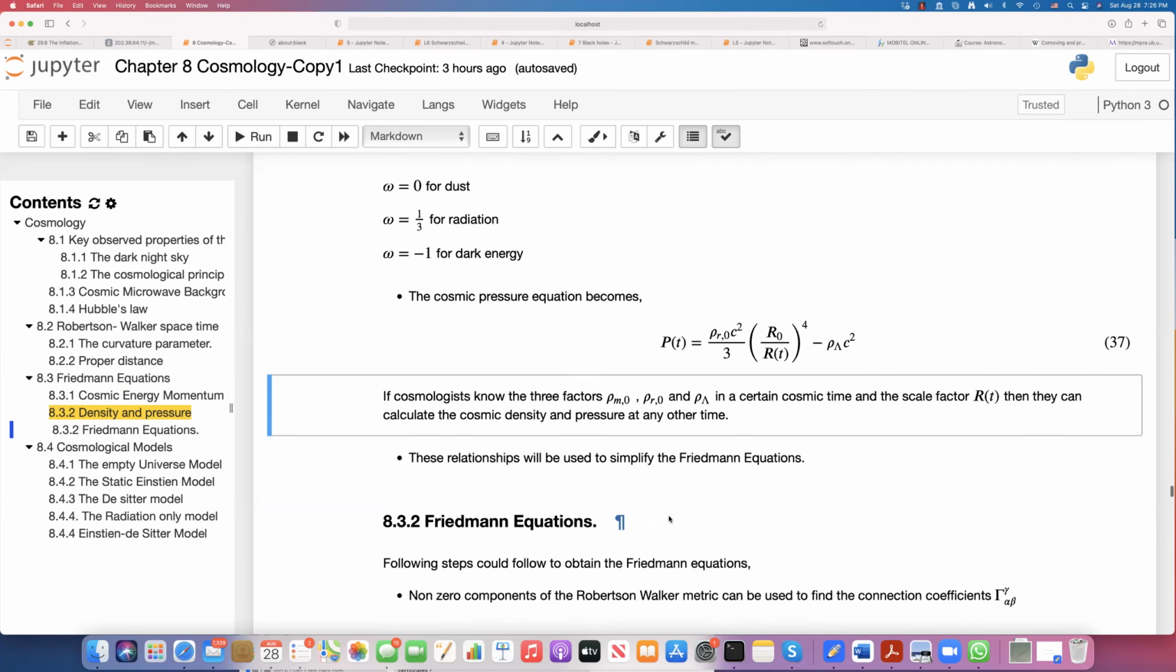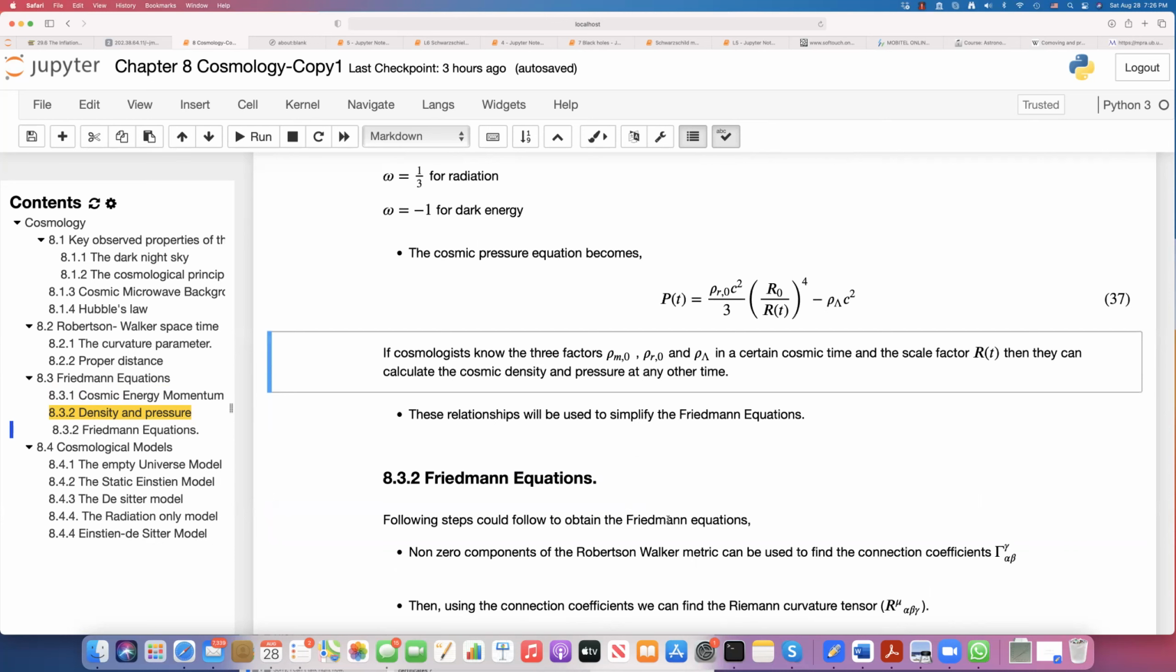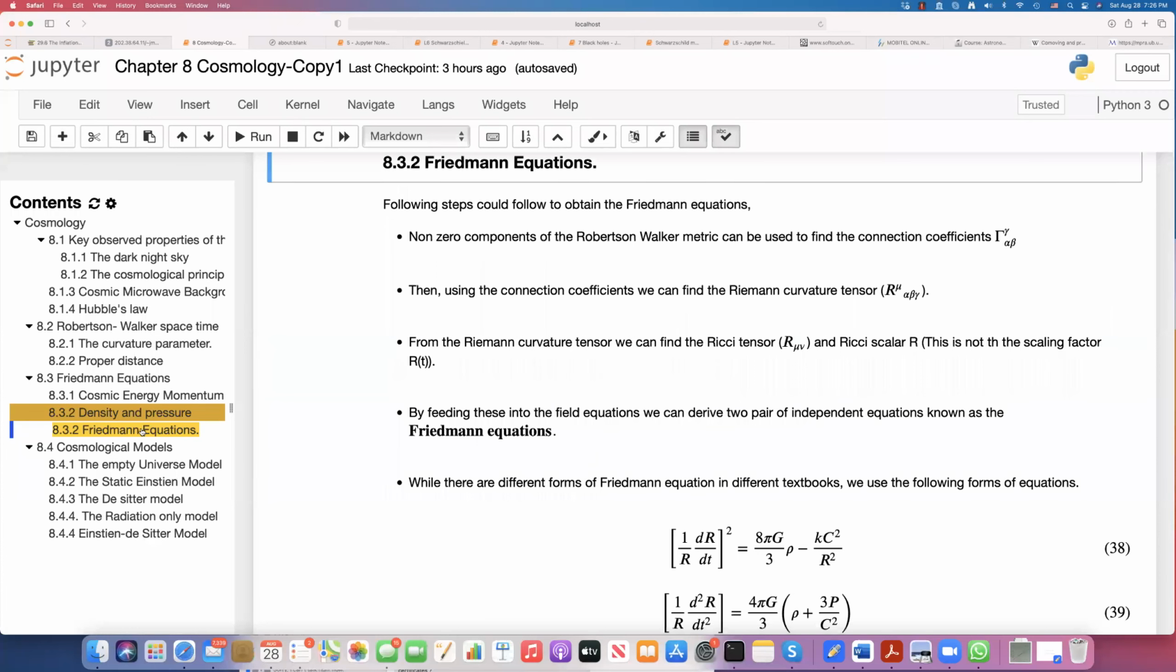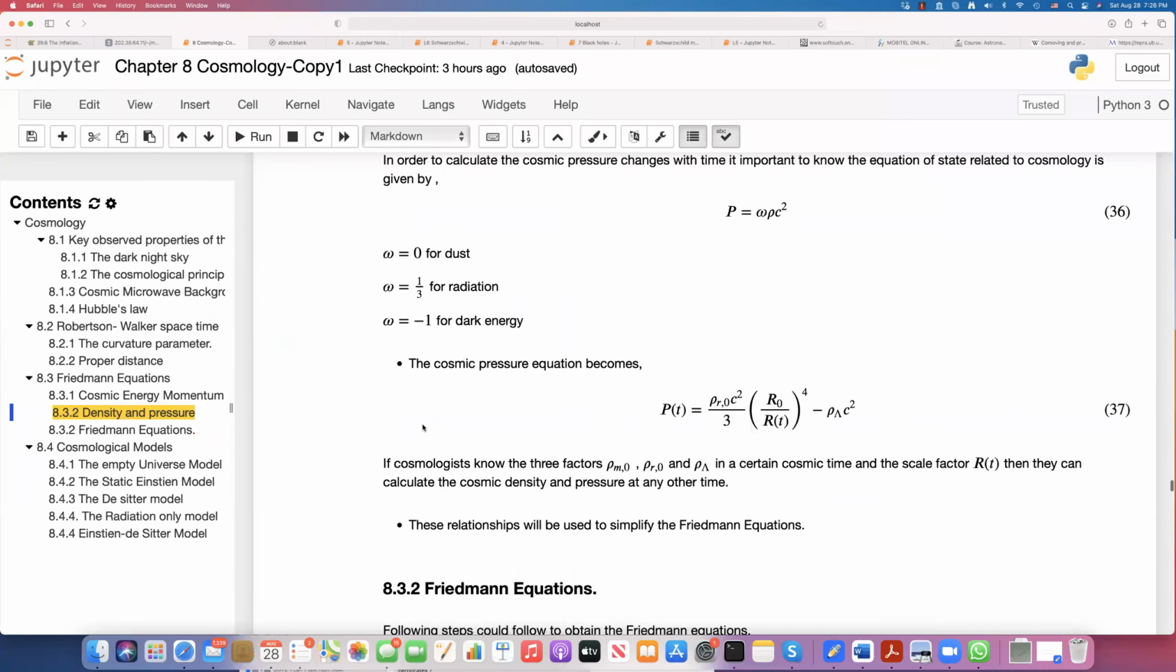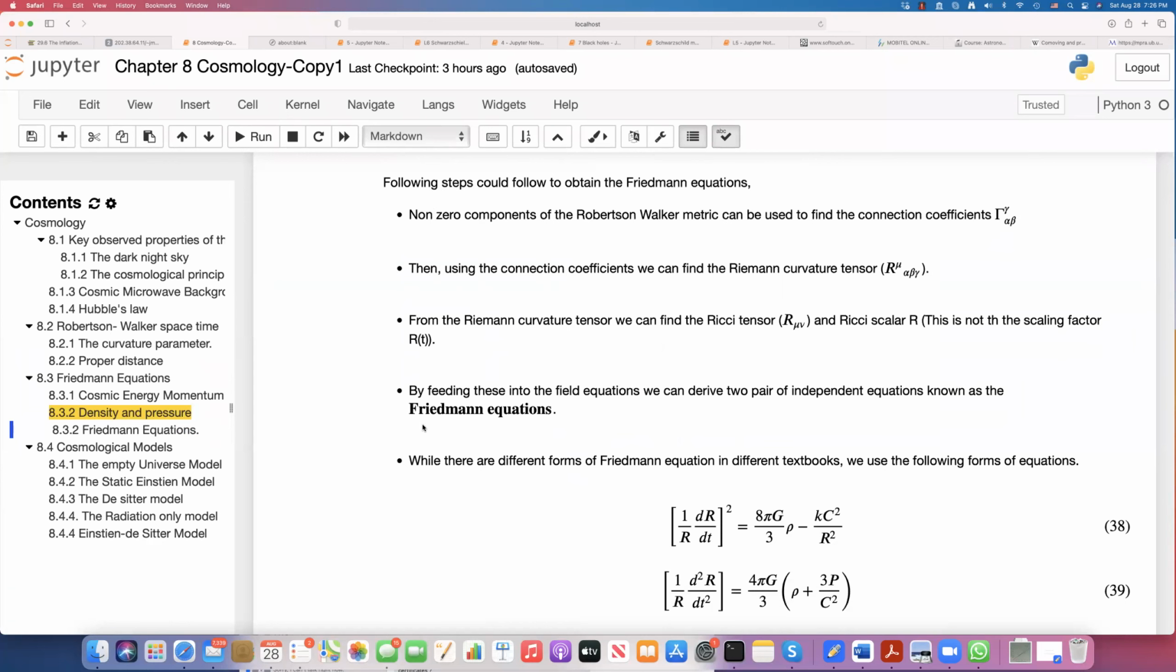So I guess now we have all the background that we want to discuss the Friedmann equations, which are the equations that are basically used to model the universe. If you can see the left hand side, I have a table of contents here. We are right here talking about the cosmic energy, momentum, density, and pressure. And then the next day I am going to start talking about the Friedmann equations. That is this section.